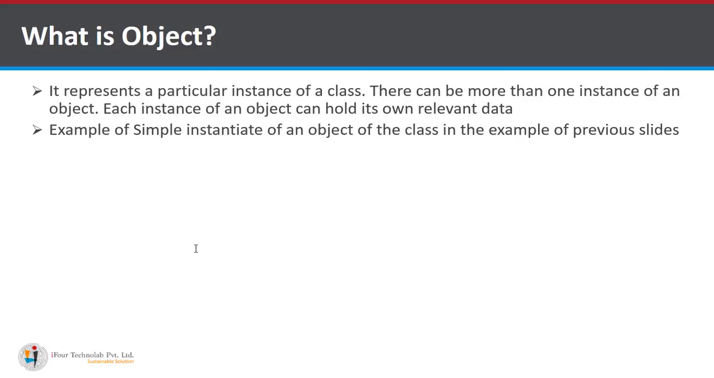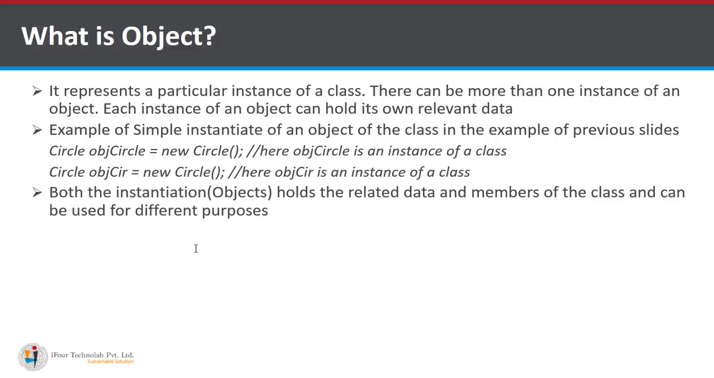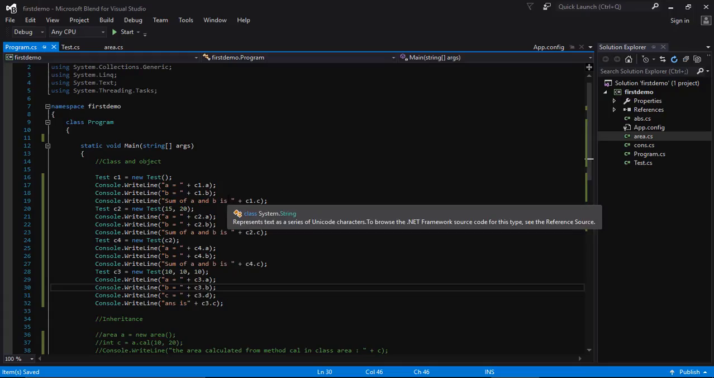An example of simple instantiation of an object of the class from the previous slide, which has a class Circle, is like this. Here I created a simple object, objCircle equals new Circle. Here objCircle is an object of the class. Similarly, objCir is another object of the class. objCircle and objCir are independent of each other. They will behave independently. Both the instances, that is objects, hold the related data and members of the class.